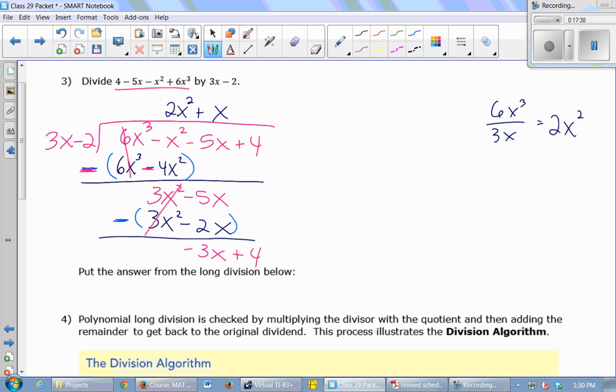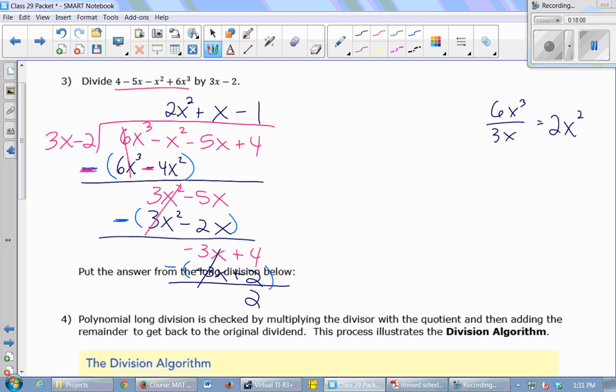Lastly, just do the whole process again. What do you multiply 3x by to make negative 3x? Negative 1. Okay, so then negative 1 times 3x is negative 3x. Negative 1 times negative 2 is plus 2. And you subtract this whole thing. And negative 3x minus negative 3x, those cancel. 4 minus 2 is 2.